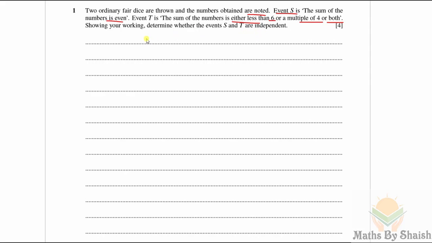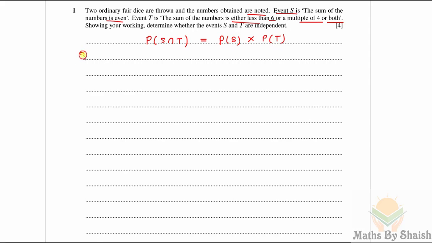So we are going to calculate the probability of S intersection T, the probability of S and the probability of T. If we can prove that they are the same, it means they are independent. If they are not the same, it means they are not independent. So that is how we'll do this. So first of all, let's mark all the possibilities for S and T.